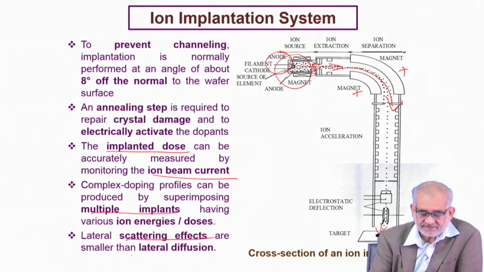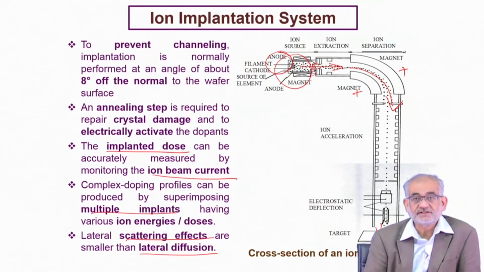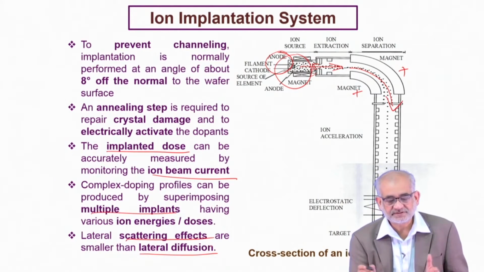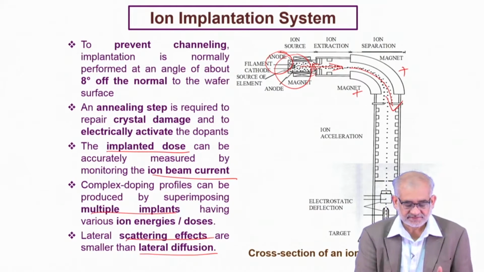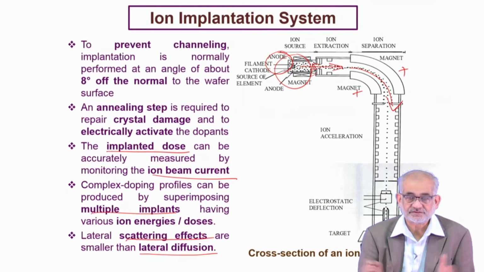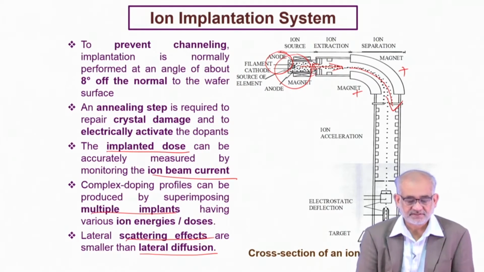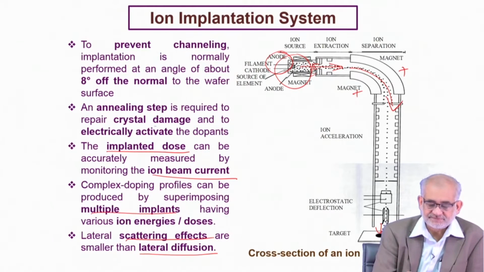The lateral scattering effects are always smaller than the lateral diffusion. In other words, what one calculates, either as thermally activated or ballistic diffusion, the distance to which the ions are supposed to spread would be slightly higher than the so-called scattering effects. So the straggle that we saw would be smaller than the lateral diffusion distance, the maximum distance that one can see.